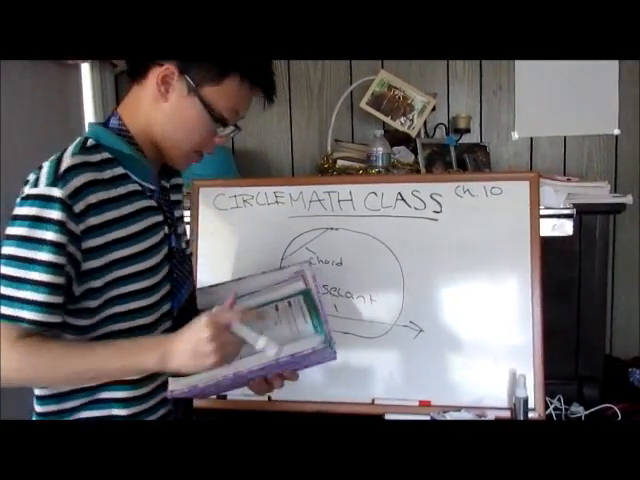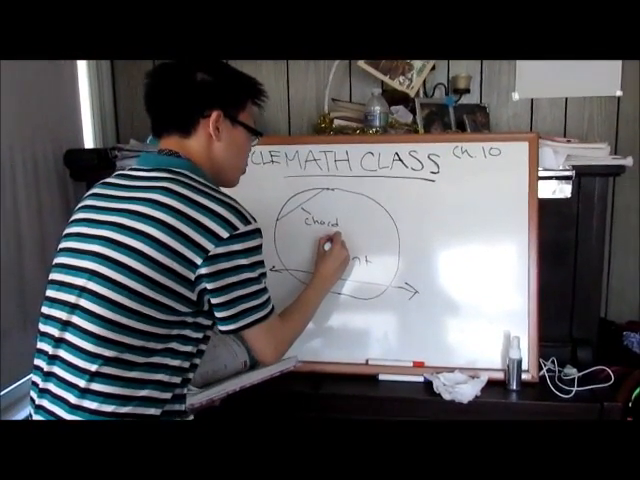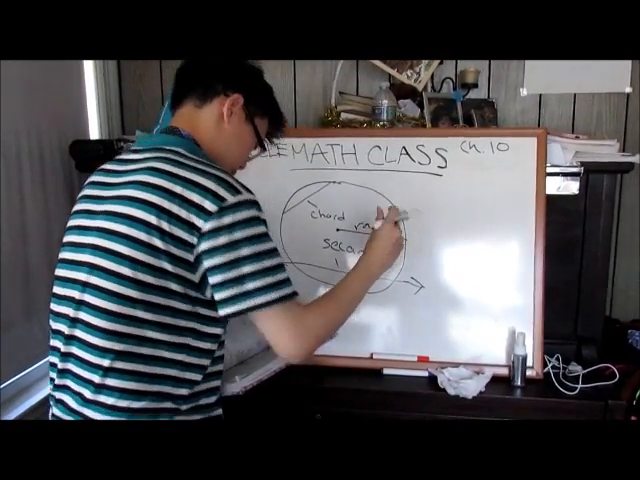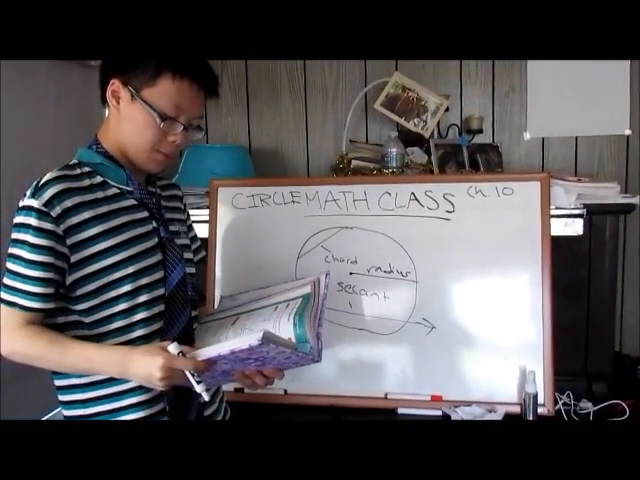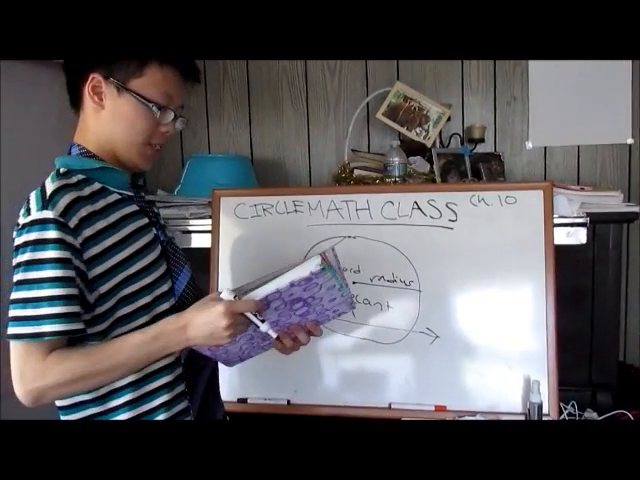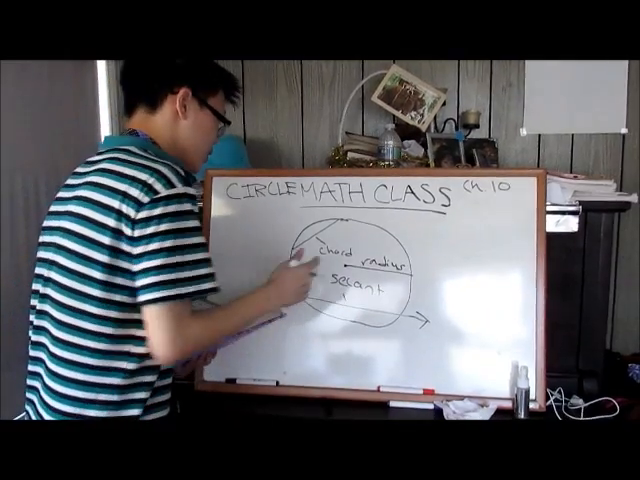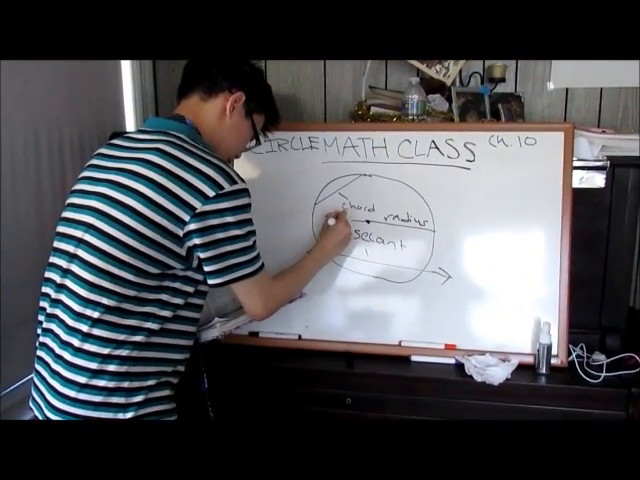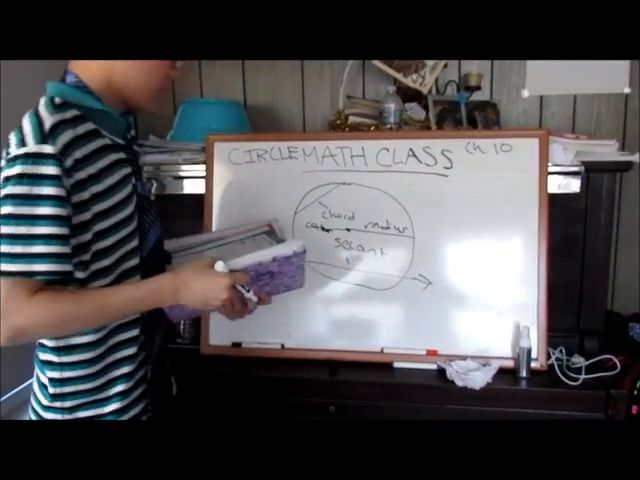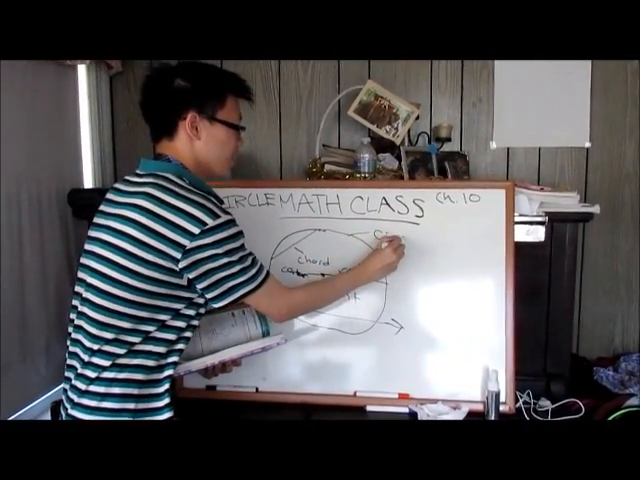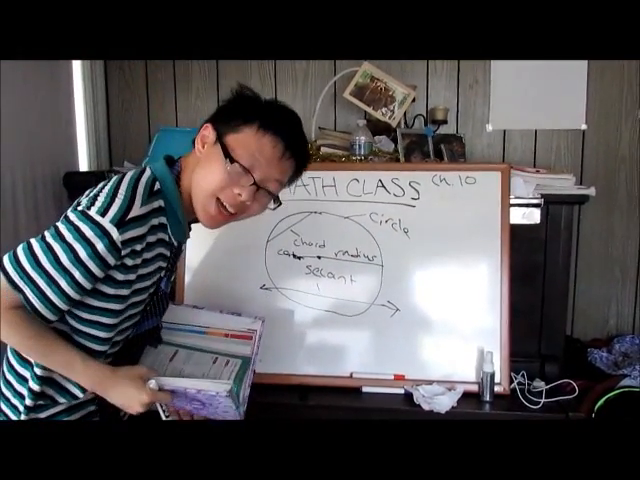So, this would be a radius. A segment whose endpoints are the center and any point on the circle. And this is a center. And this is the circle. Any questions now, Andy?